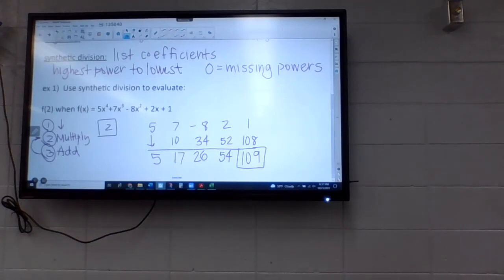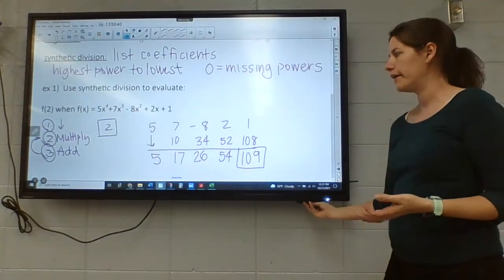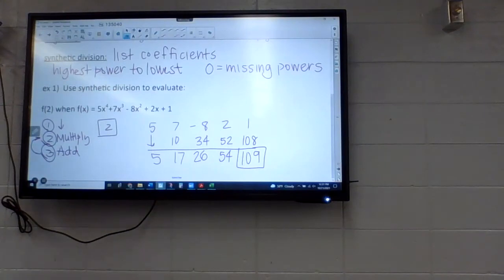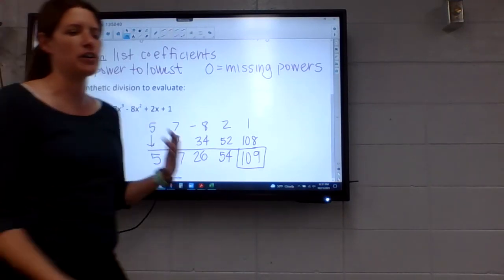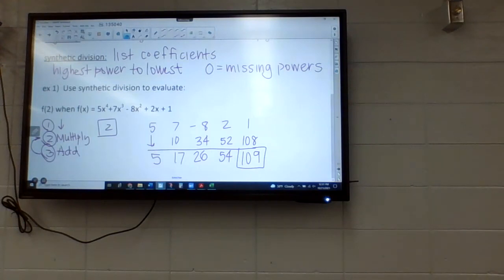Again, kind of kooky that that works that way. And like I said, I don't know how someone came up with it. Someday, one of you could become some sort of documentary filmmaker and make a film on this, because I'd be really curious to know how synthetic division came about. But 109 is our evaluated answer.